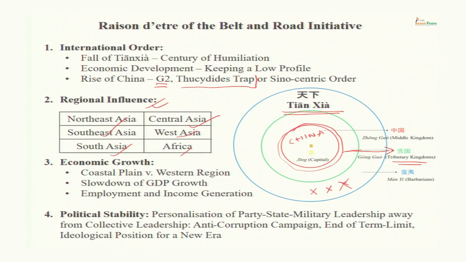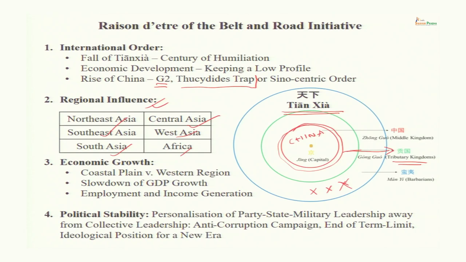The western region of China, that is Tibet and those areas, Xinjiang and all, they are very backward compared to the coastal areas, which are like developed countries, very advanced because of special economic zones and the foreign investment, FDI, there. So this is an employment and income generation project for the Chinese economy. Finally, it also brings political stability to China.